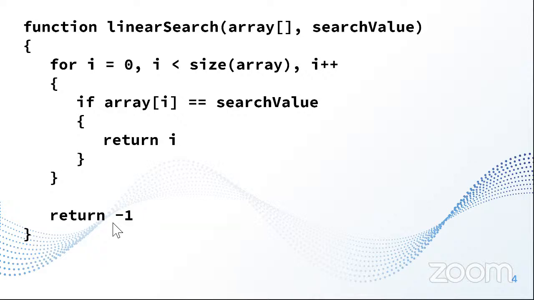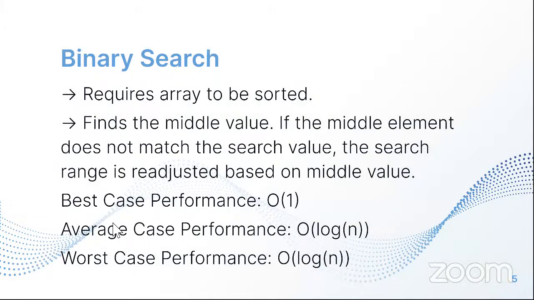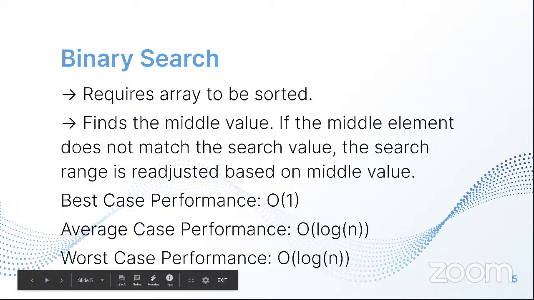Now, linear search is kind of slow if your array is a bit huge. So we can actually optimize this by opting for binary search. But here's the thing. Binary search requires that your array is sorted already, whether in ascending or descending order. So how does binary search work? At every iteration, it will try to find the middle value. If the middle element does not match the search value, the search range is readjusted based on the middle value. To illustrate this point, I'm going to go back to the whiteboard and show you that.